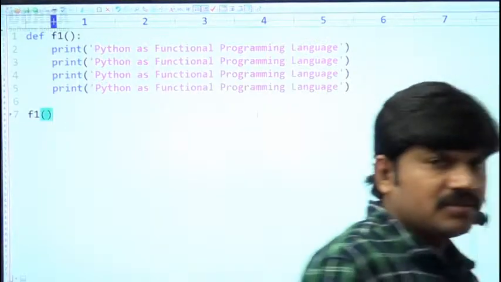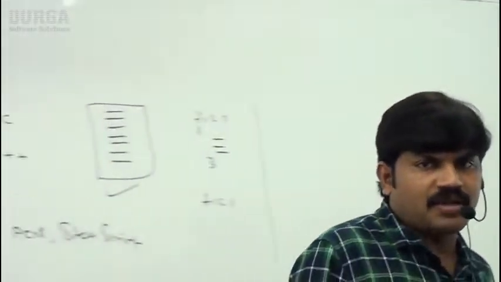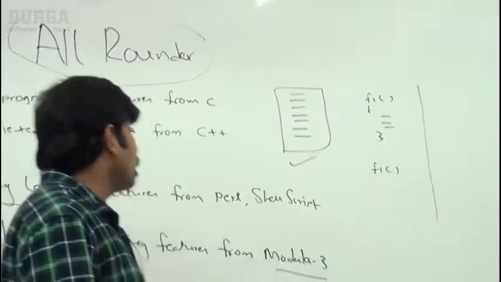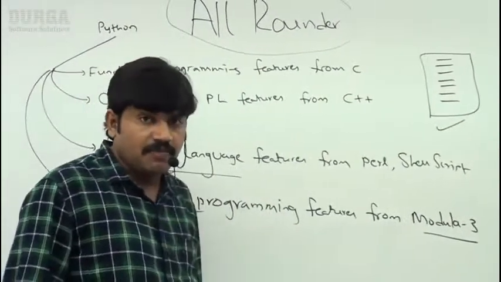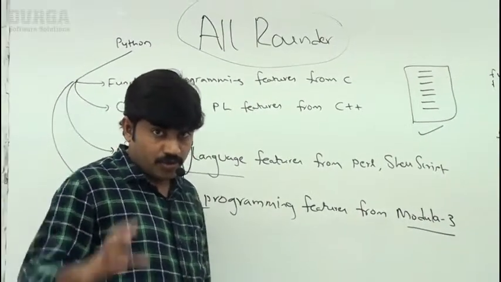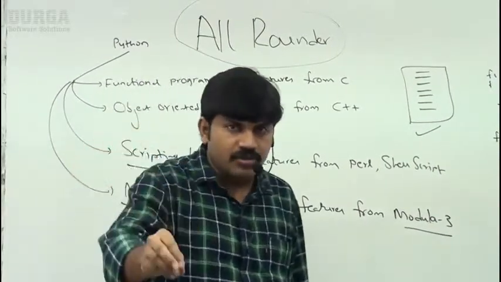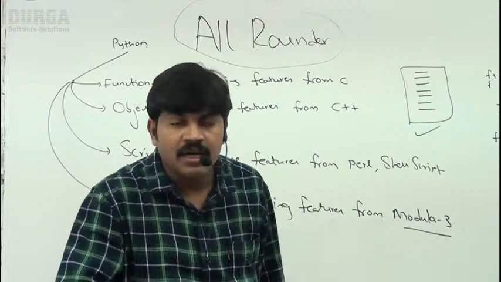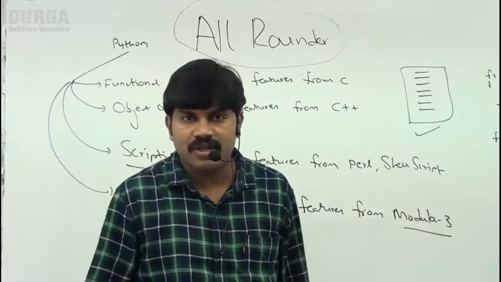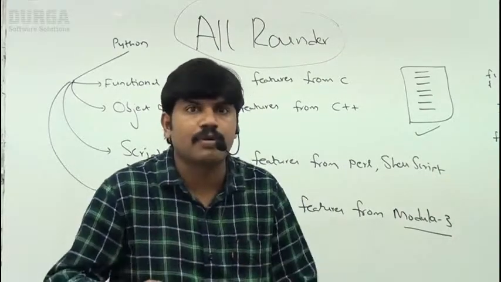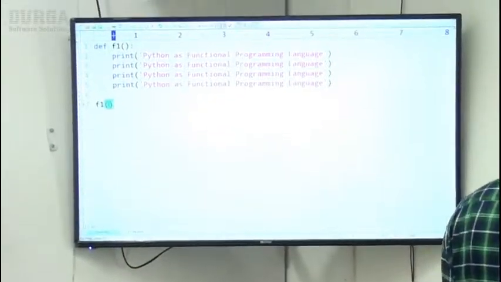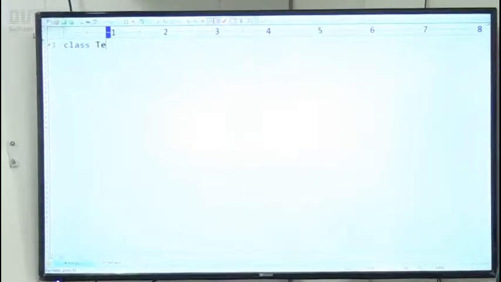Now, sir, I want to use Python as an object-oriented programming language, like C++ or Java. So you can write a class. Within the class, you can define a method, create an object, and then call the methods related to that class. That is object-oriented programming. How? Observe carefully. Here I'm taking a class test.